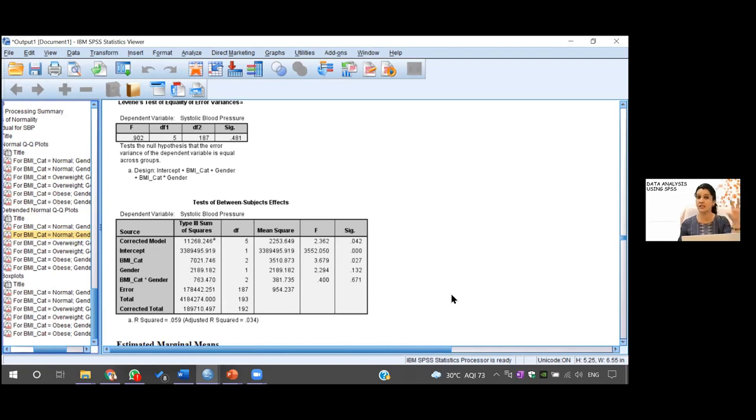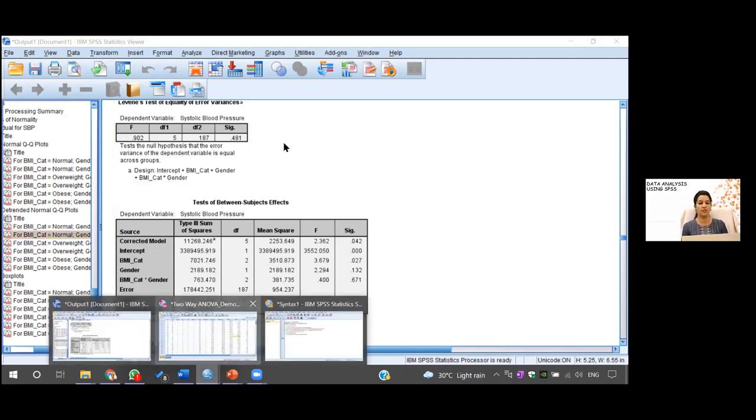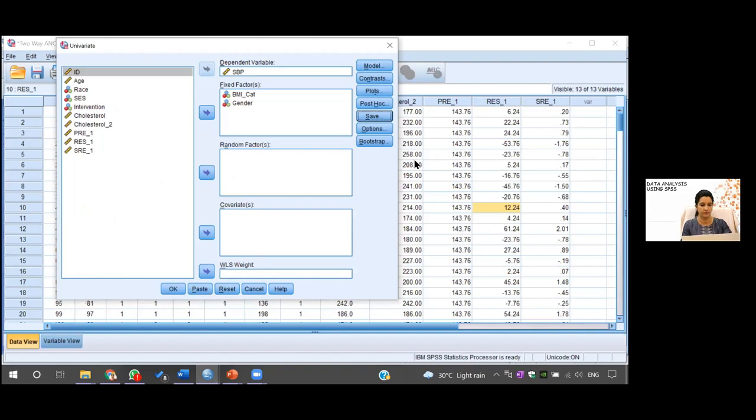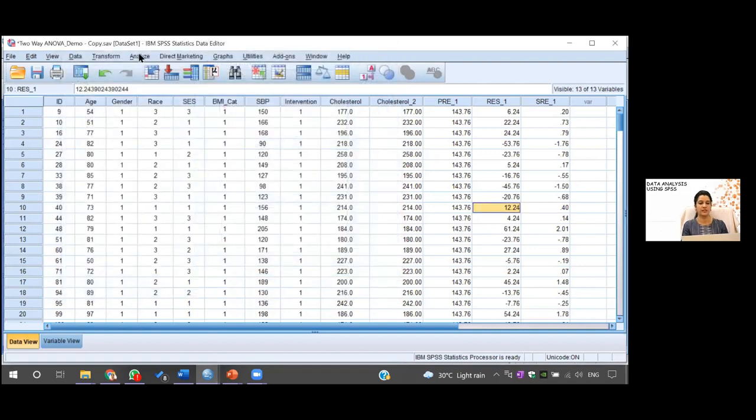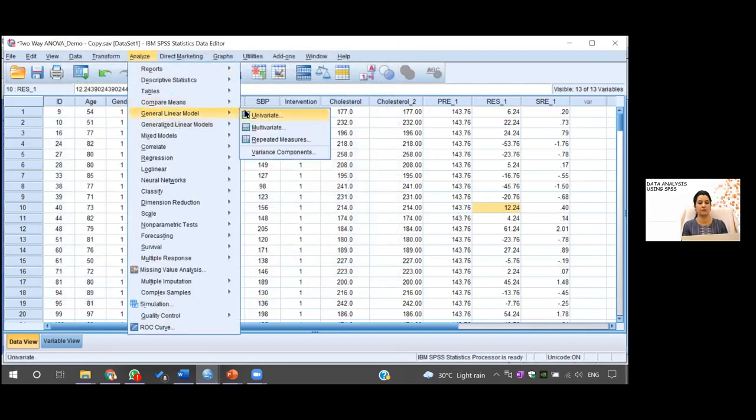But if you want to see the interaction, then you need to go with this two-way ANOVA. Even if there is no significant interaction, the estimated marginal mean, because of this option of generalized linear model, which you see here, when we go to Analyze, GLM, and Univariate, it gives you the estimated marginal mean, which is the combination. It takes into account both the variables.